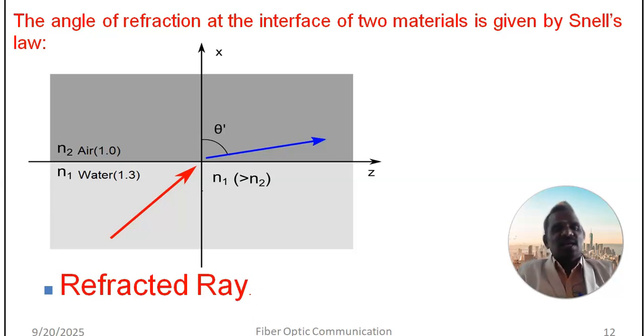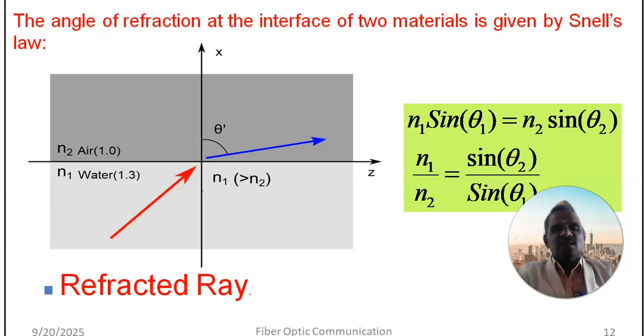Here we can see that the angle of refraction at the interface of two materials is given by Snell's law. So N1 is the refractive index of the denser medium and N2 is the refractive index of the lighter medium. Here we can see that light is moving away from the normal, right? So we are considering that N1 is greater than N2. That is the condition, right? So N1 acts as water. Water's refractive index is 1.333, whereas N2's refractive index is 1.000277. Here it is, this ray is called the refracted ray.